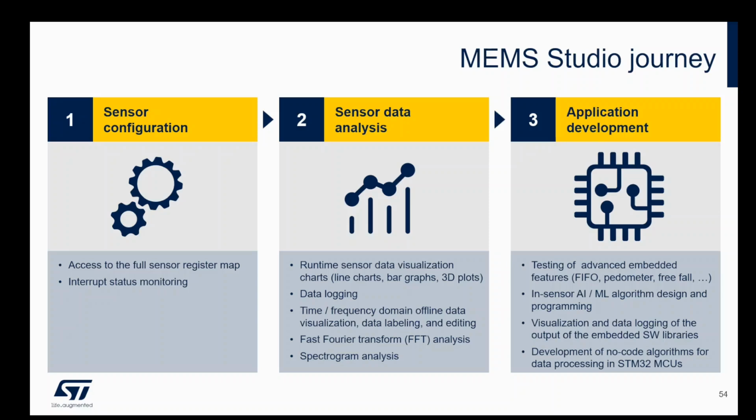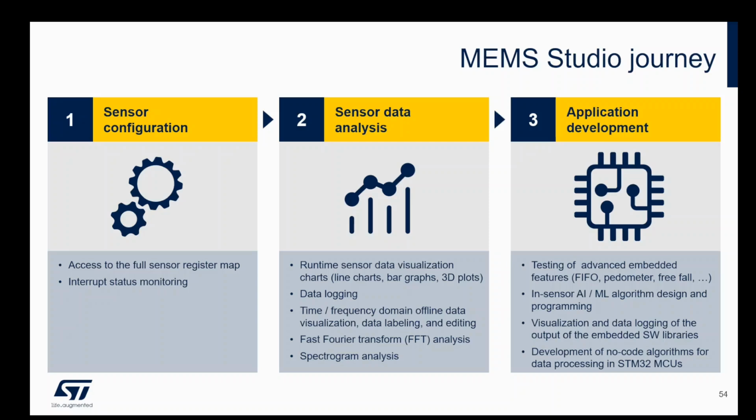You can do sensor data analysis. So you can look at your data through line charts, bar graphs, 3D plots. MEMS Studio does that for you. You can do time domain or frequency domain analysis. You can look at FFT of your data. So I was showing you a power spectrum for the use case of human activity recognition. So this can be done using MEMS Studio. So those pictures that you see can be generated by MEMS Studio. You can do spectrogram analysis. It gives you spectrogram feature.